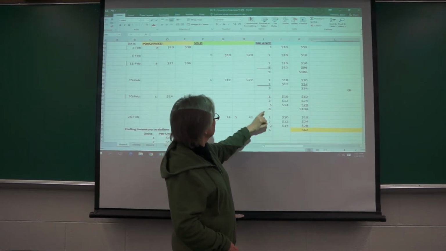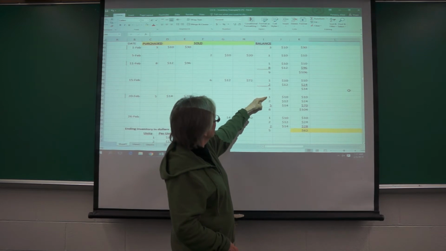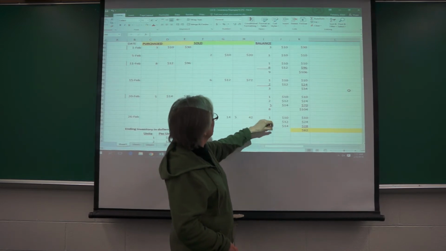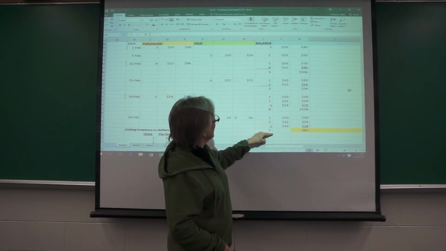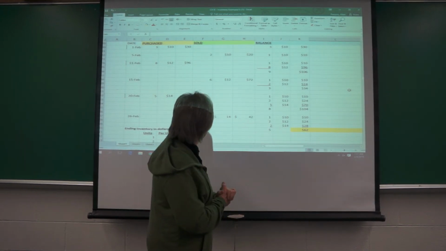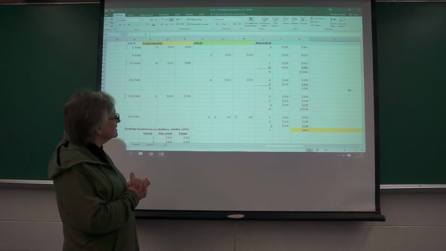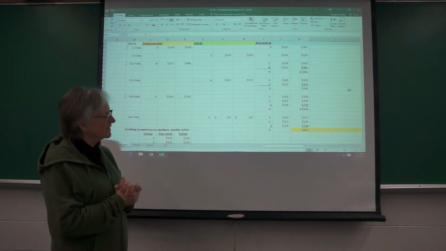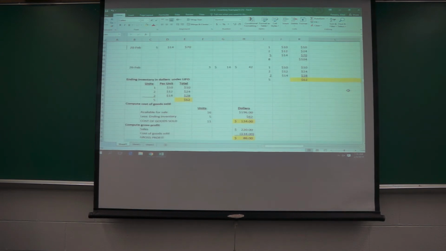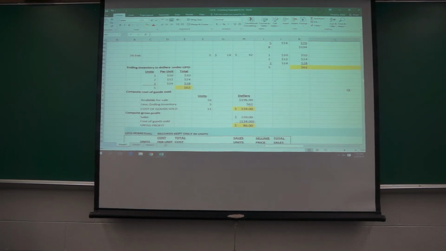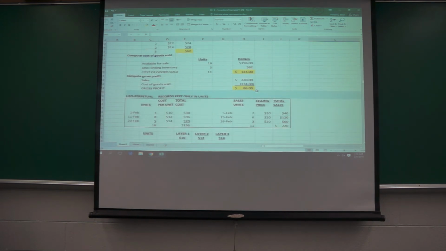So what are we left with? We got all of these. We got the 1 at 10. We got the 2 at 12. And then 5 minus 3, we've got 2 at 14. So our ending inventory under perpetual LIFO is 62, okay? So that takes you through those. The next thing, and then you can go on and compute your cost of goods sold and your gross profit.